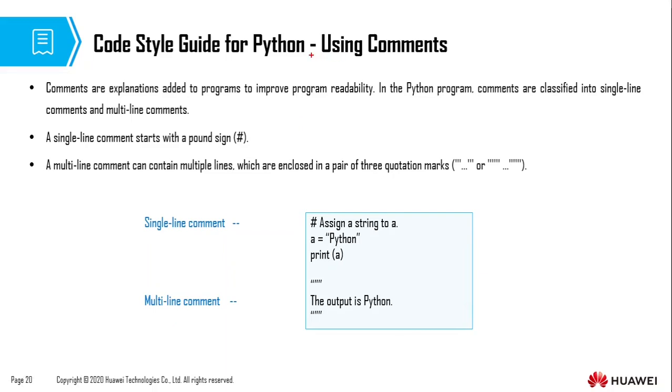Okay, then using comments, just like in any other programming language, we have 2 types of comments in Python: single line comments and multi-line. Single line is done using a hashtag, multi-line is done using triple quotes. You can see if you want to do a single line comment, here, hashtag assign a string to A.